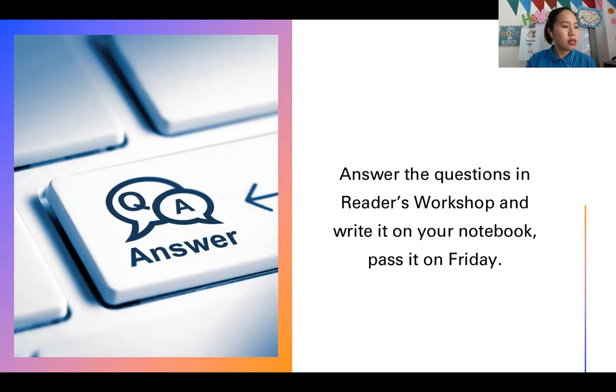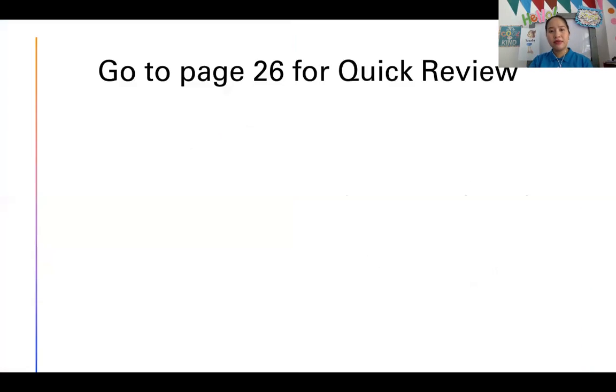There are 6, choose one of these tasks. Okay, just answer 1 to 5 in Reader's Workshop. Okay, these are the questions from the story. And I want you to write your answer on your notebook and pass it on Friday. Okay. So next, go to page 26 for a quick review.